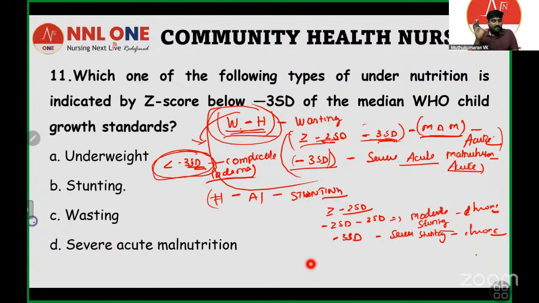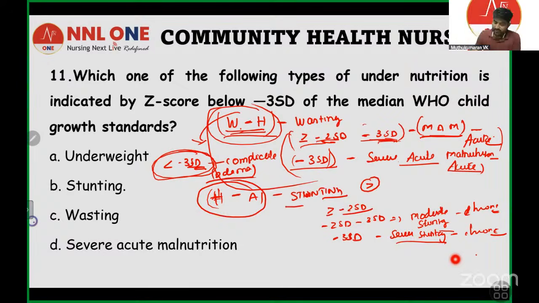Now here comes height for age. Here, if it is more than minus 2 SD, then it is normal. If it is less than minus 2 SD, or between minus 3 SD, then it is moderate stunting. Okay, greater than or equal to minus 3 SD, then it is moderate stunting. If it is minus 3 SD alone, severe stunting. So this is one important component, height for age, very, very important, that is stunting.